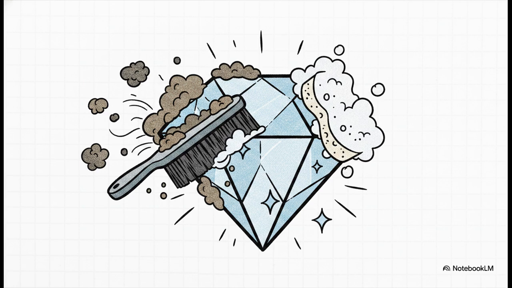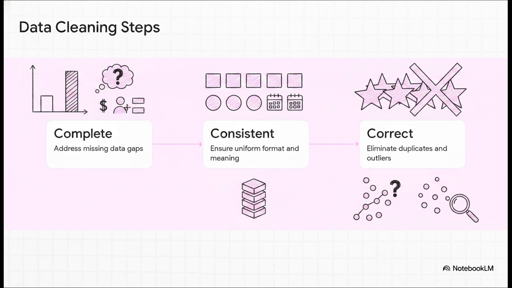Well, we execute what is essentially a vital rescue mission for truth, and we use a highly memorable framework to do it. Let's walk right through these 3 vital C's. First, we have to make our data complete. That means addressing any missing data gaps. For example, if a survey has empty fields for, say, income, you might use a placeholder like the average income just to fill that gap.